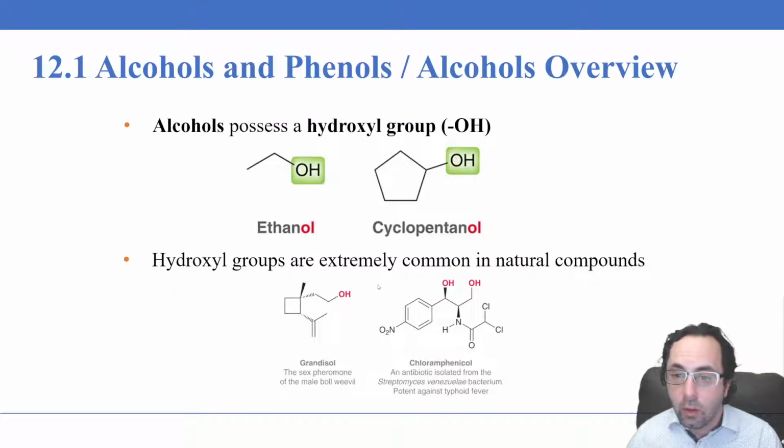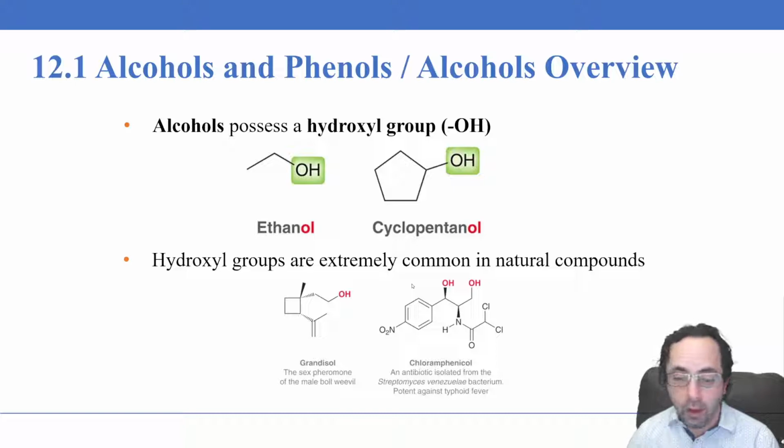So alcohols are said to possess a hydroxyl group. You've probably heard me use this word before, but now it's officially defined now that we're in the alcohol chapter. The oxygen bonded to hydrogen is called the hydroxyl group as long as there's nothing else. That's one particular functional group, the alcohol hydroxyl functional group. So you can see it here in ethanol and in cyclopentanol.